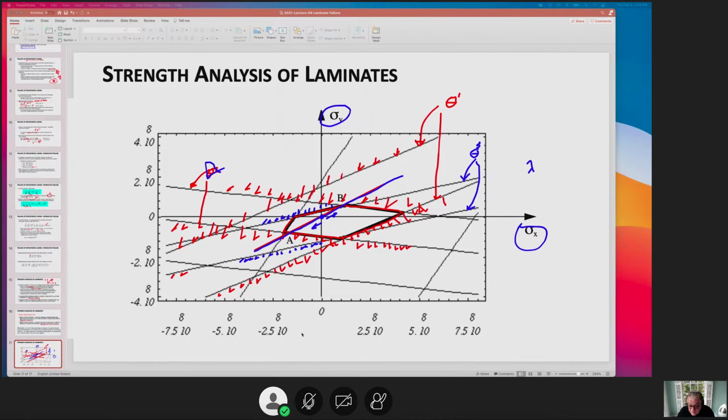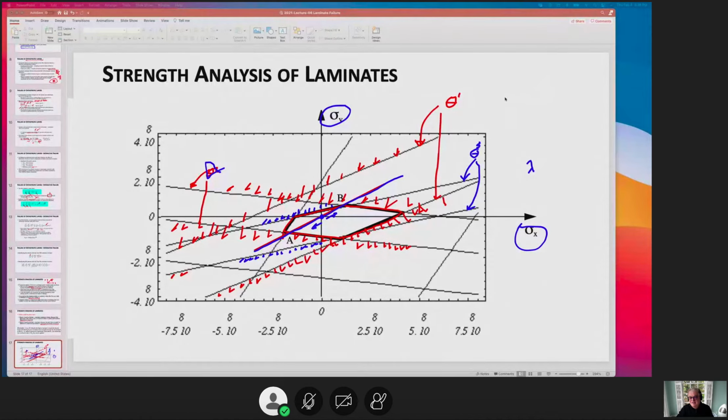Can you fail from a positive theta value and not the negative one? Yes, of course. It will depend on the stress state in the laminate. In fact, this diagram shows that typically one is critical, the other one is going to be far from being critical.